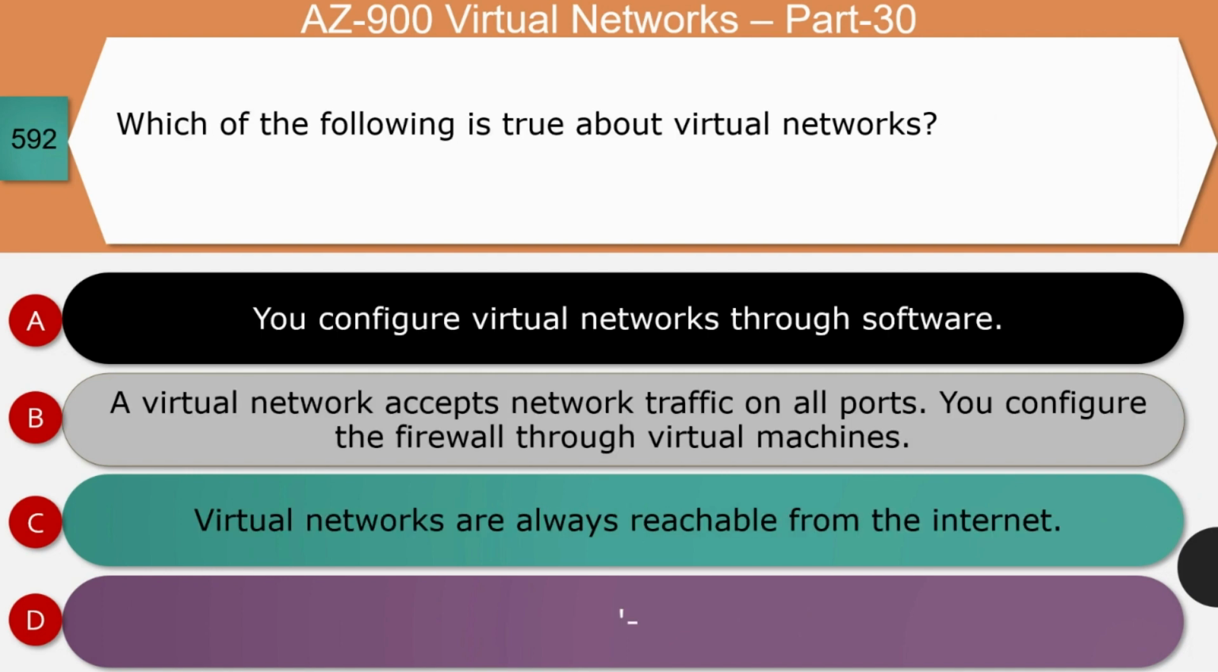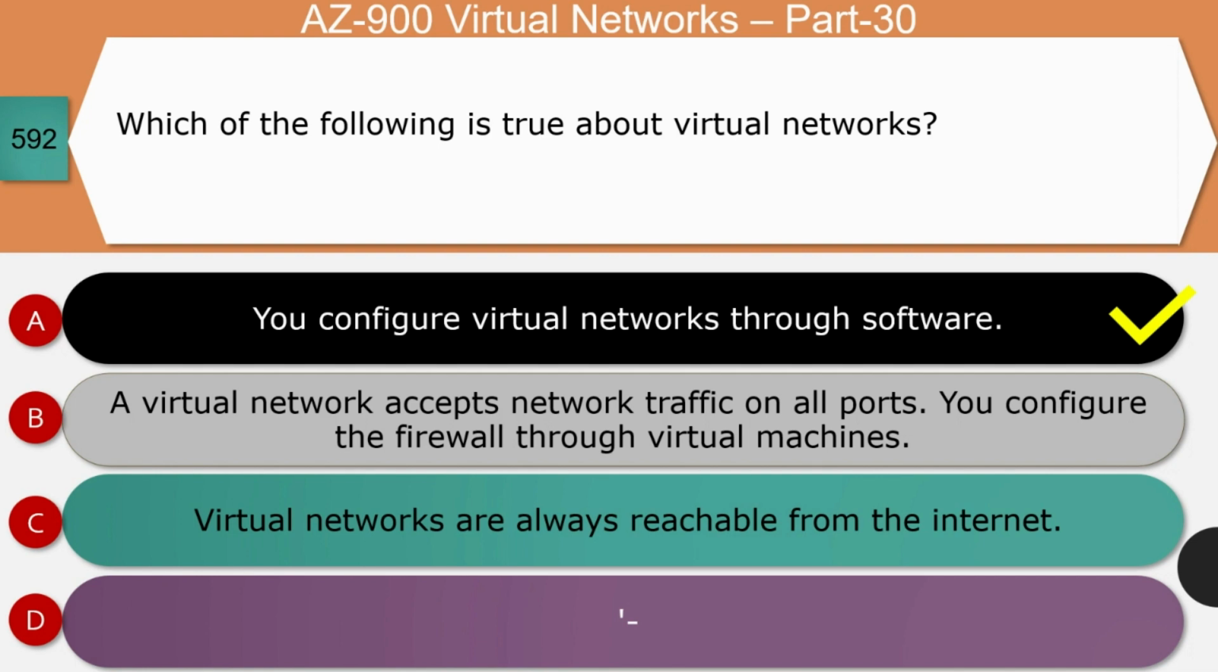Next question, which of the following is true about virtual networks? Option A, you configure a virtual network through the software. Option B, a virtual network accepts traffic from all the ports. You can configure the firewall through virtual machines. Option C, virtual networks are always reachable from the internet. The right answer for this question is option A.